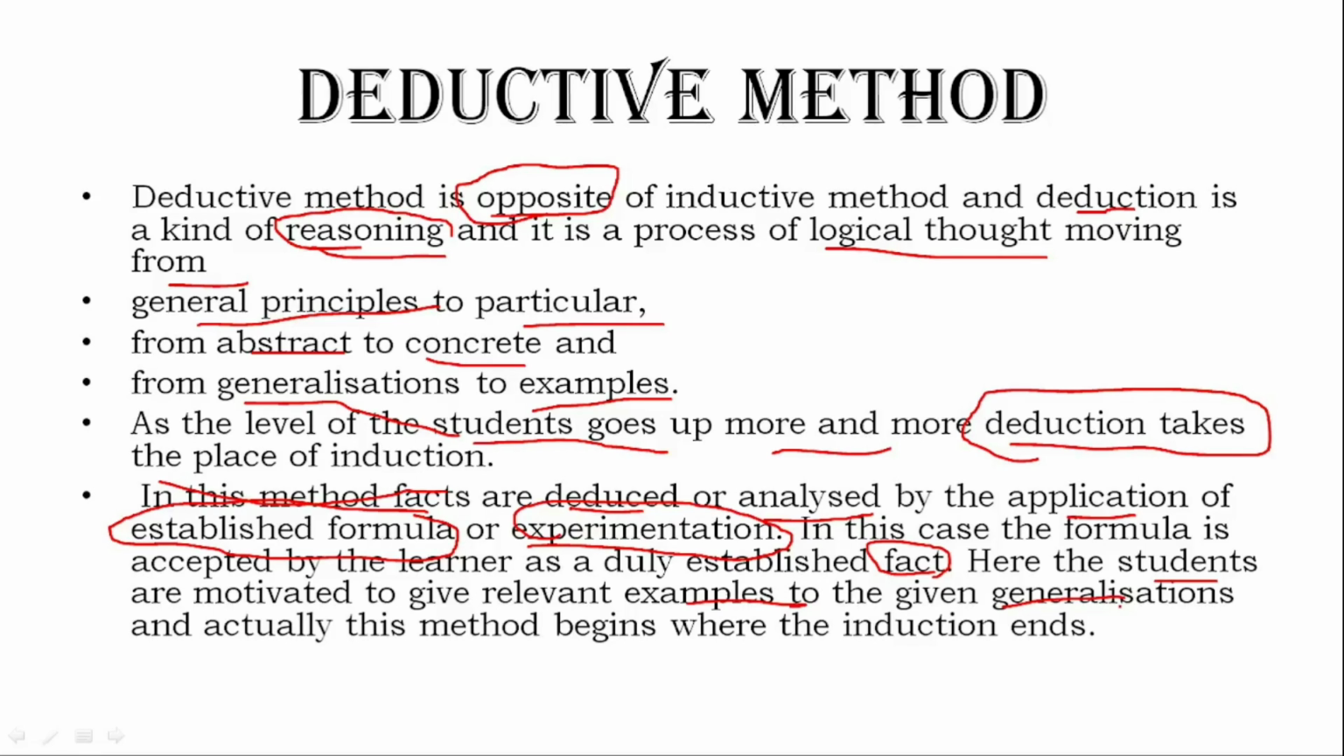So after this we will discuss an example, and there you will understand this clearly. Now you understood the meaning, right? Students are motivated to give examples to a given generalization, and actually this method begins where induction ends. See, where induction ends, this method begins. Induction usually ends at generalization only. When induction ends, deduction starts. Okay, this is the meaning of deductive method.